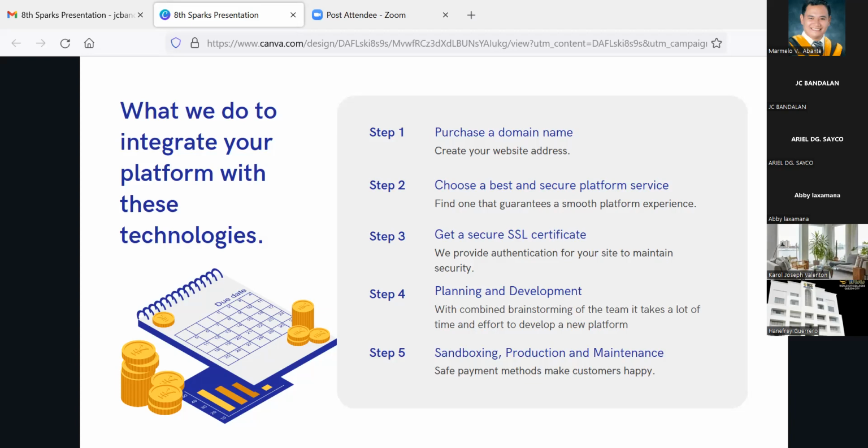And next is that we choose a best and secure platform service. So find one that guarantees a smooth platform experience. Step three, of course, is to get a secure SSL certificate. So it provides authentication for your site to maintain security.